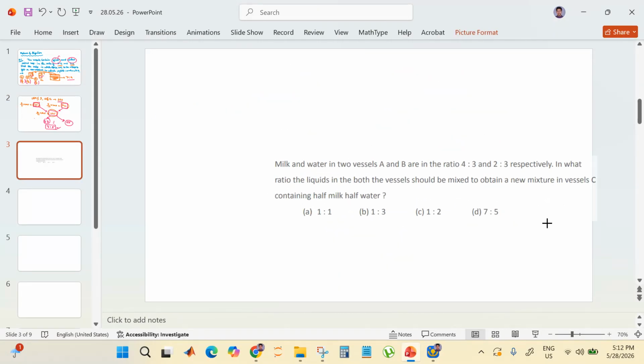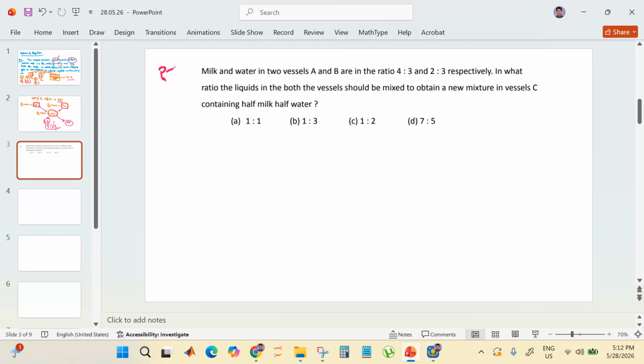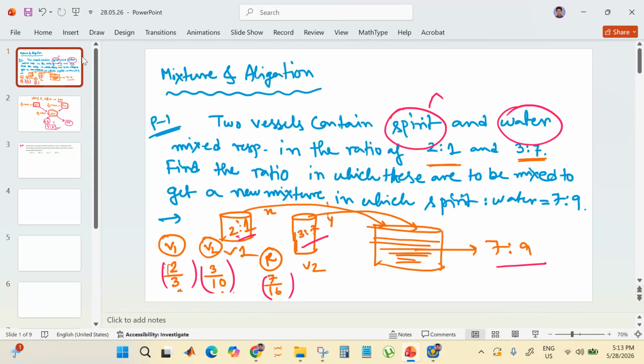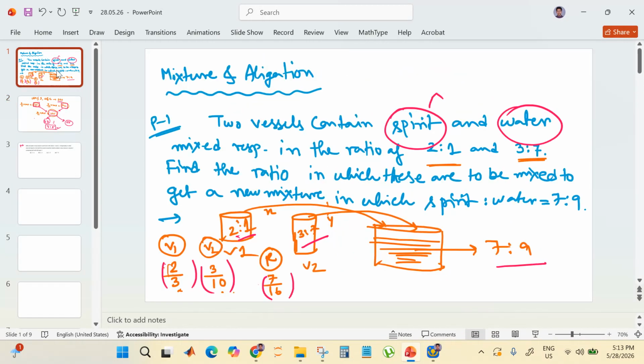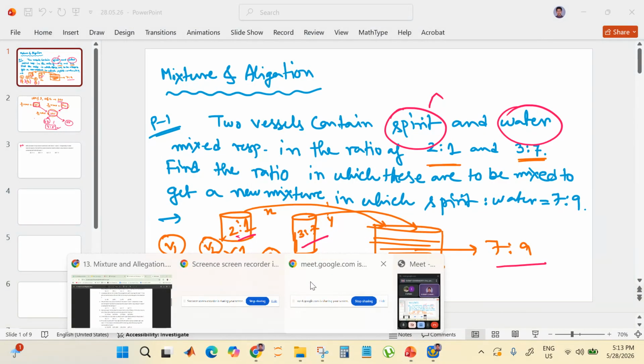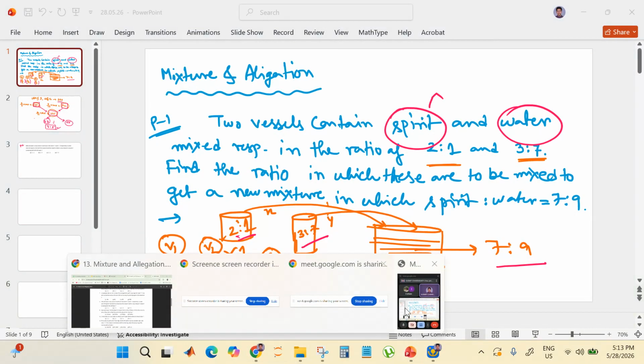Before doing this question number 8, or the second problem for today, I would like to check that if you take the water instead of spirit in calculation, then what will be the result? So just do it yourself first. That is, instead of 2 by 3, you have to write 1 by 3. Instead of 3 by 10, you have to write 7 by 10. Instead of 7 by 16, you have to write 9 by 16.